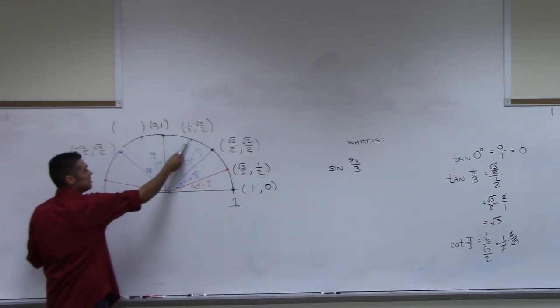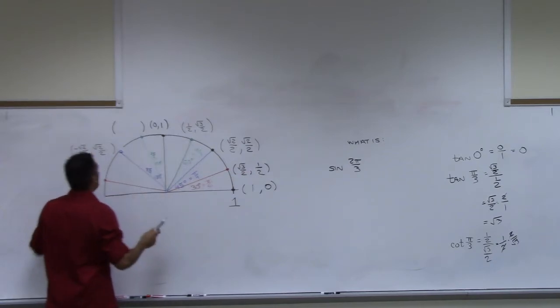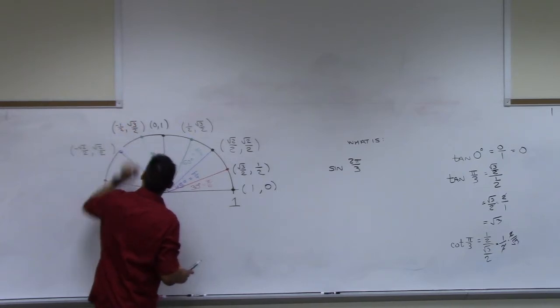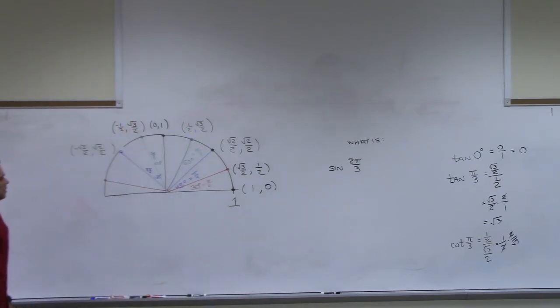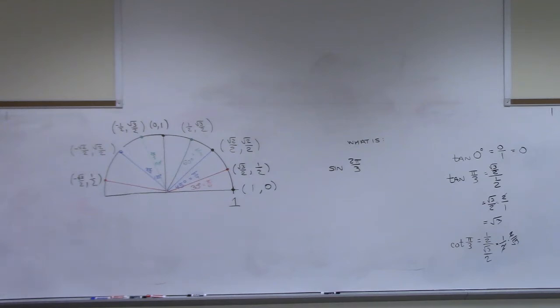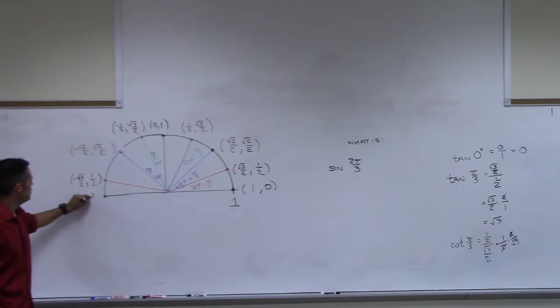What are the coordinates of this point? Well, it should be the same as this one, right? Same y values. X value is going to be negative. Negative 1/2, root 3 over 2. How about this point right here? Negative root 3 over 2, 1/2. And then this one right here? Negative 1, 0.